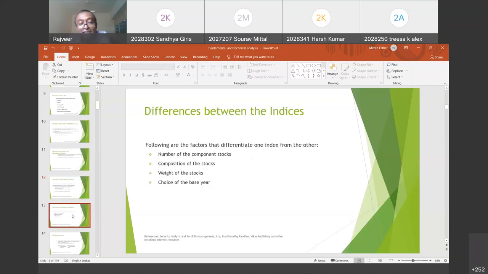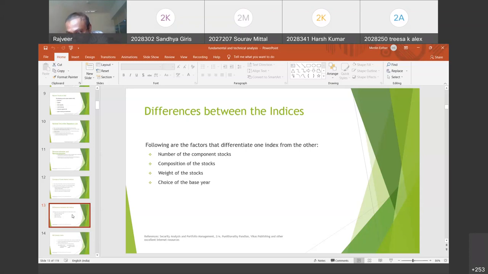So this is how they differ: number of stocks, composition, weightage. And by the way, there's something called a base year. Base year is usually the first year when everything started, 1978, I think, for Sensex. We'll look at that in a minute. And 1993 for Nifty. Yes. So for each index, the base year is different, and the starting price is also different.